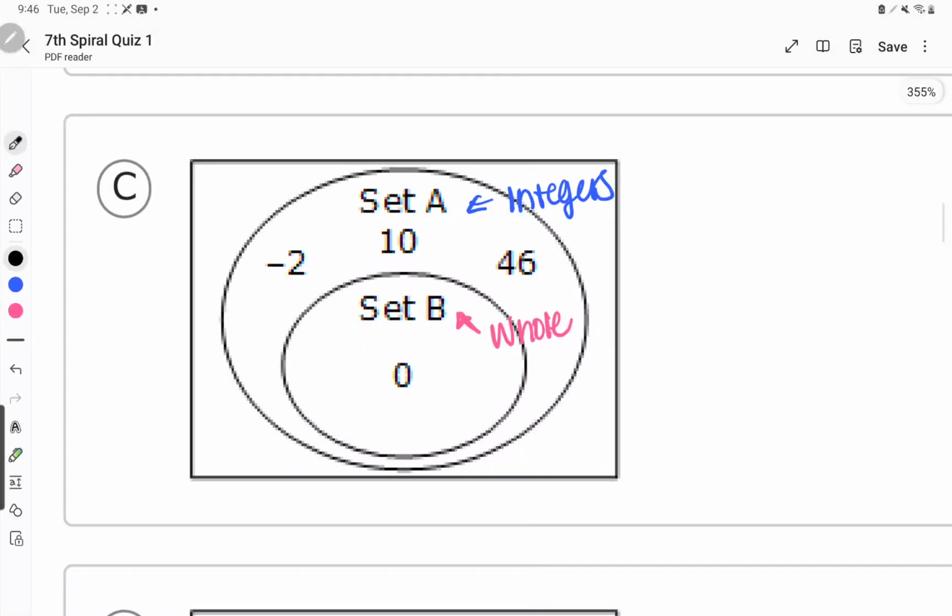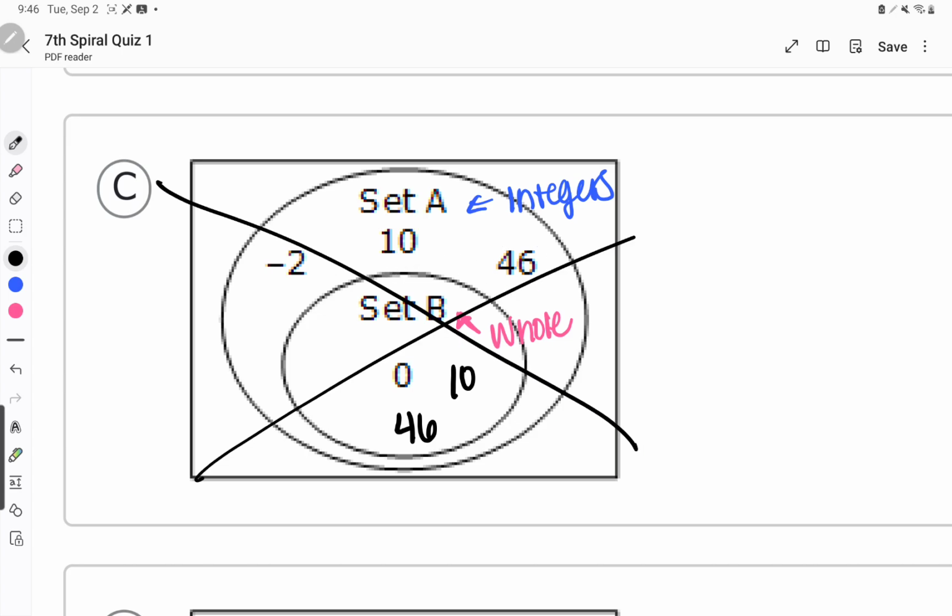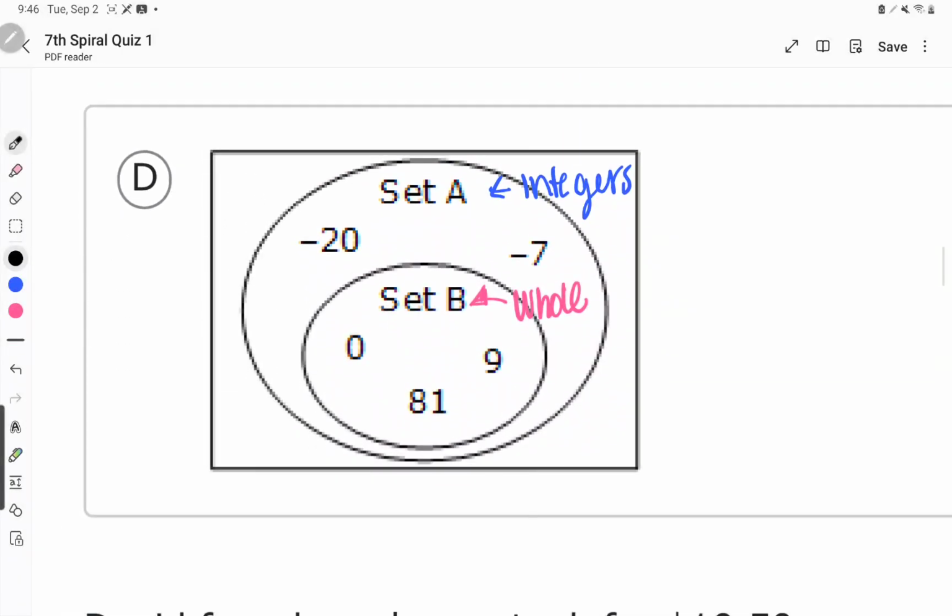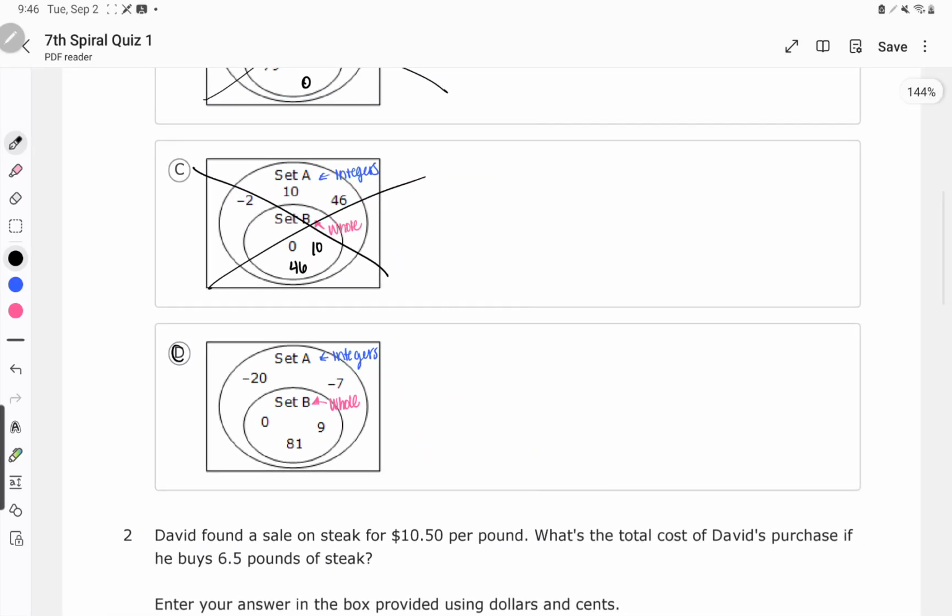And then this one, once again, we have some positive numbers that would have been better suited for the whole number category, so that doesn't work. And then for this one, I see my negatives, which is perfect, and then I see my positives and my zeros and my whole numbers, which is perfect. So that one should be D.